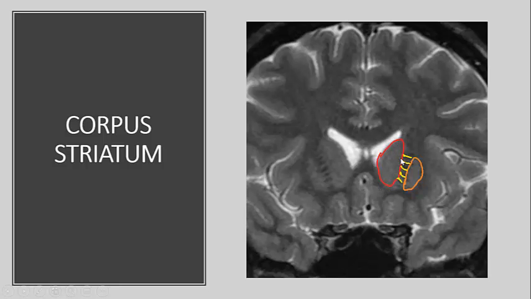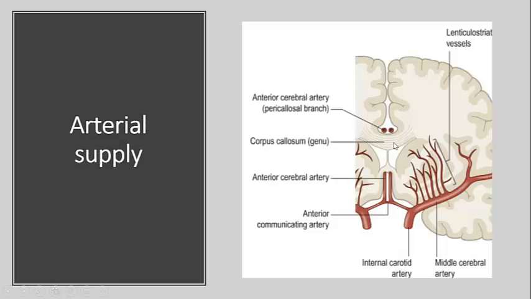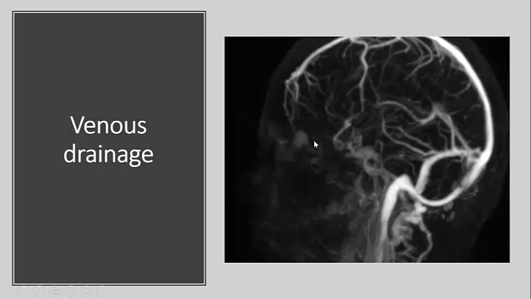The caudate and the lentiform are connected together by these striations of gray matter, as you can see here, and together they are called the corpus striatum. The arterial supply of the basal ganglia is derived from the M1 segment of the middle cerebral artery through the lenticulostriate arteries, and venous drainage is to the deep system, the internal cerebral vein, vein of Galen, and straight sinus.